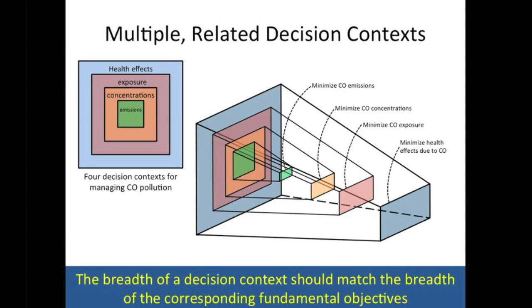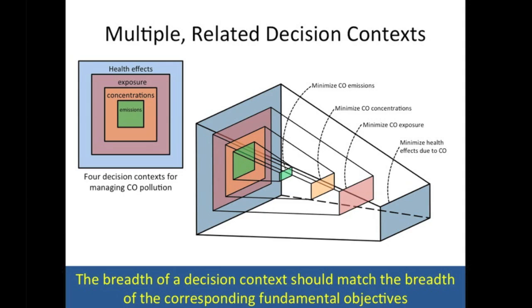Let's take a look at an example of how decision contexts and fundamental objectives work together. This example is taken from Keeney's book, and it looks at four fundamental objectives related to managing carbon monoxide air pollution from factories, vehicles, and other sources. You can see how the breadth of the decision context has to match the breadth of the corresponding fundamental objective. The meaning of the decision context of managing carbon monoxide pollution directly follows from these respective fundamental objectives.